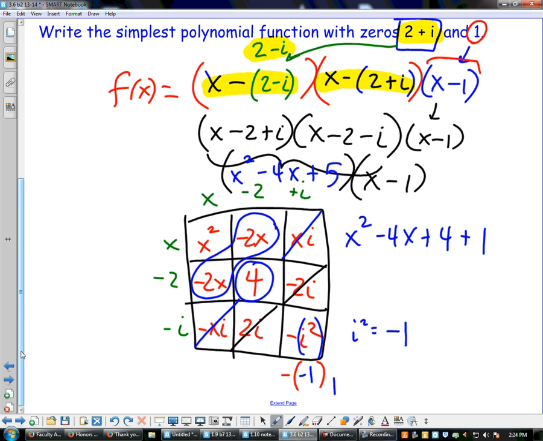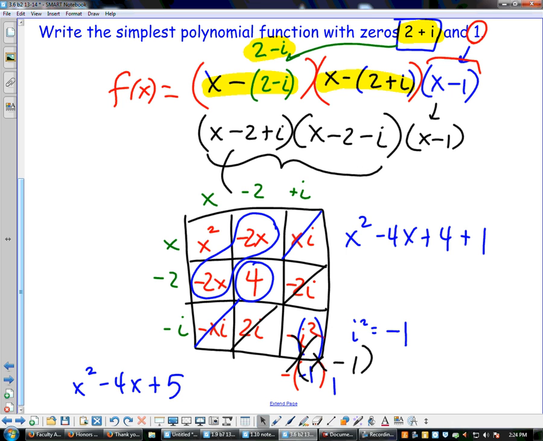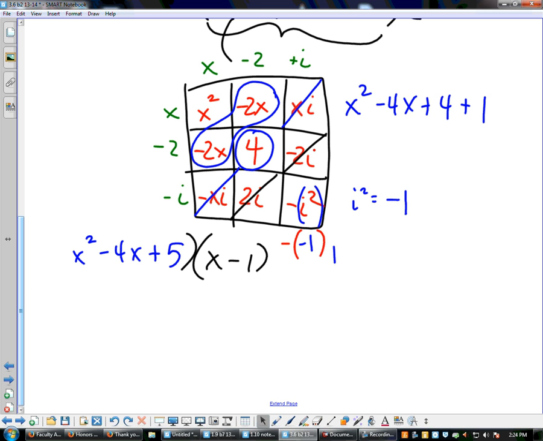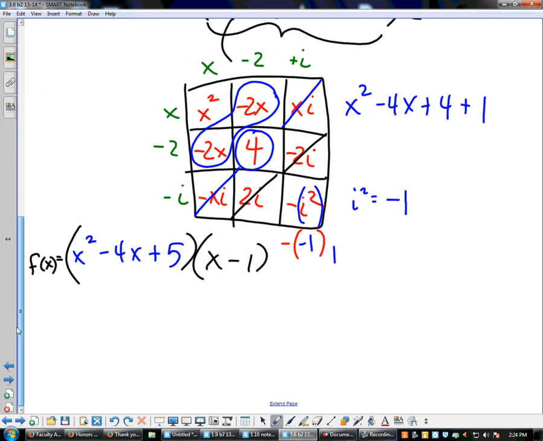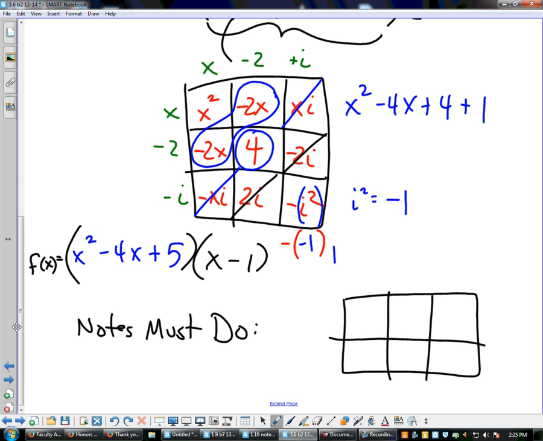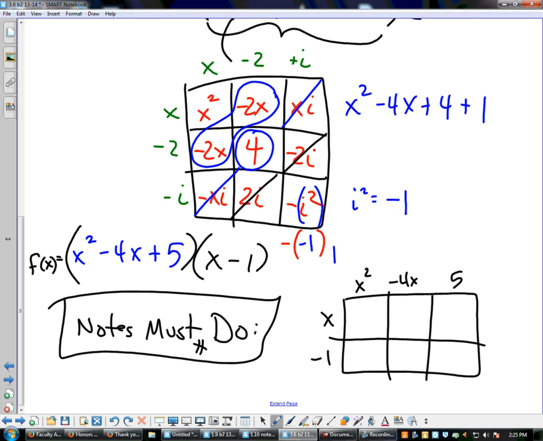All right, so for your first notes must do, I'm going to have you finish this up. You are going to multiply the x squared minus 4x plus 5 times the x minus 1. All right, this is our function that we've been asked to find. It is a function that's going to have roots 2 plus i, 1, and of course 2 minus i also. So go ahead, notes must do number 1. And you are going to maybe use a box method or something to multiply these two together. Maybe put x, negative 1, x squared, minus 4x, and 5, and so forth. All right, that's notes must do number 1.